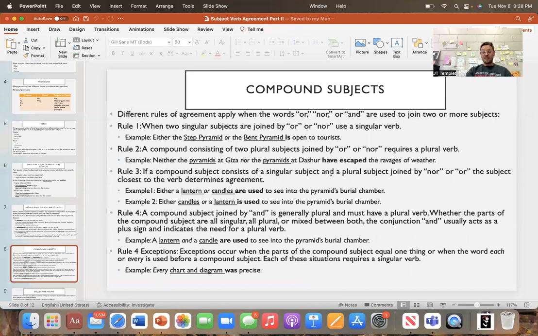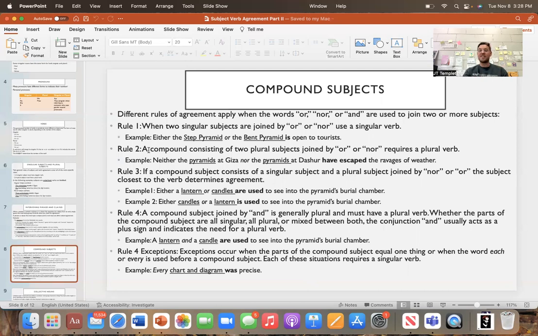Compound subjects. Different rules apply when we see the words or, nor, and. So when two subjects are joined by or or nor, they're singular. Either the step pyramid or the bent pyramid is open to choice, because it's either or, right? Even though both things are mentioned, only one of them is actually being spoken about. Either it or that. One of them is open. The other one is not. So it's singular.